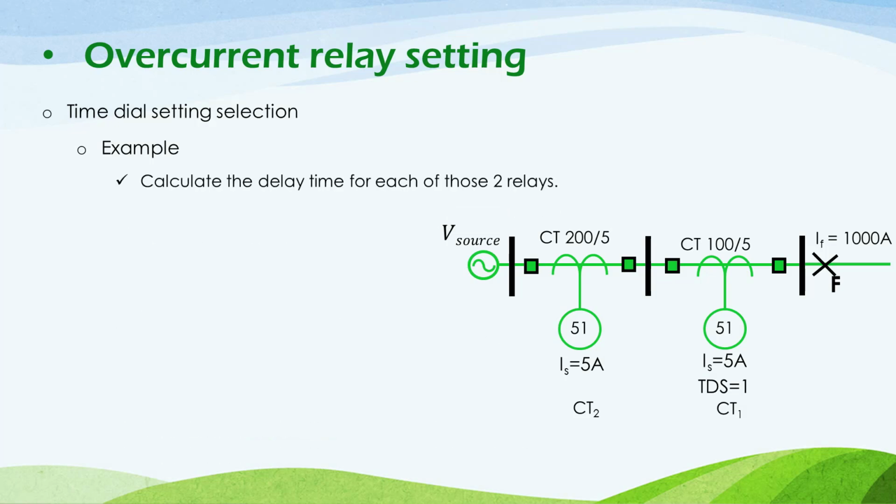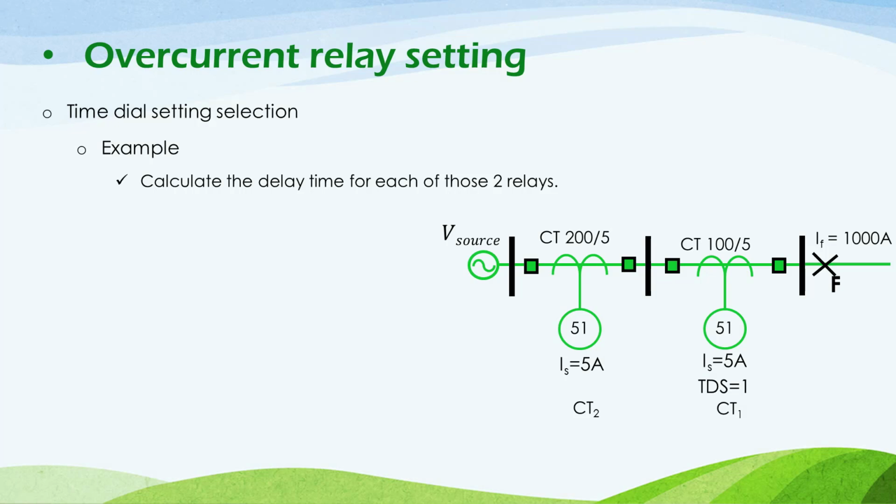So we need to calculate the time delay after which each of those two relays will break the circuit. At first glance we say that the first relay must have a smaller time delay than the second relay, and this is because R1 will work as a primary protection while R2 will work as a secondary protection. And now the givens are stated in the network.